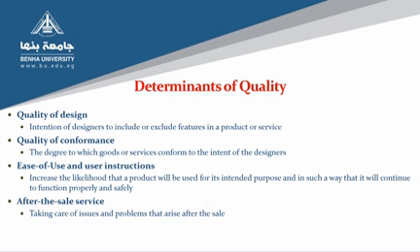The determinants of quality. The degree to which a product or a service successfully satisfies its intended purpose has 4 primary determinants, which are: first, quality of design, which means intention of designers to include or exclude features in a product or service. The second one, quality of conformance, which can be explained as the degree to which goods or services conform to the intent of the designers.